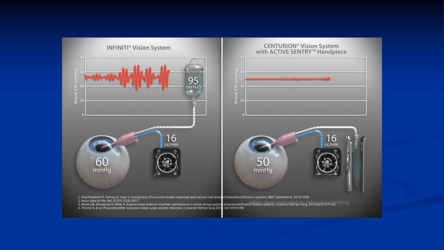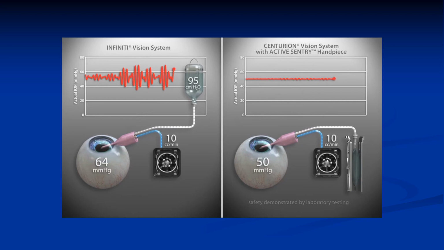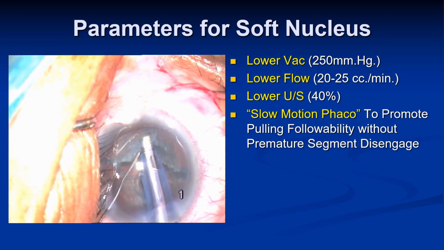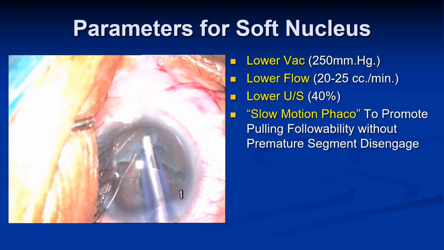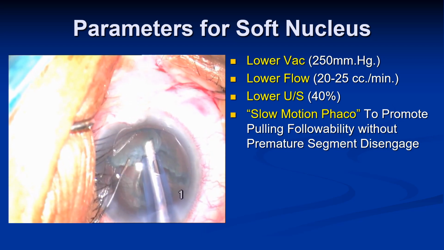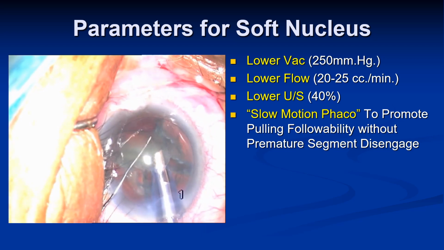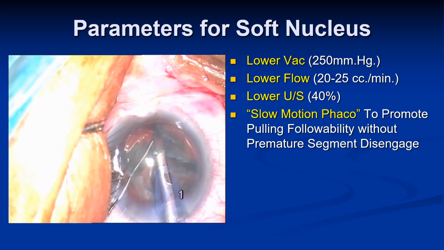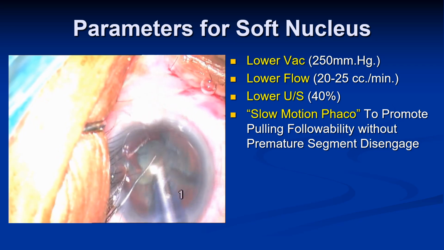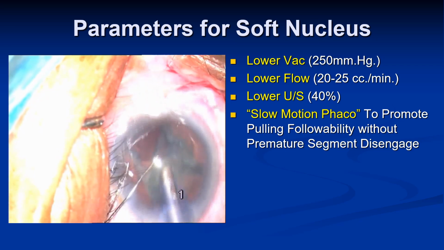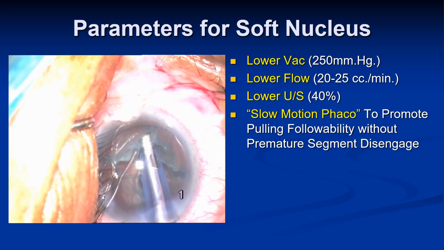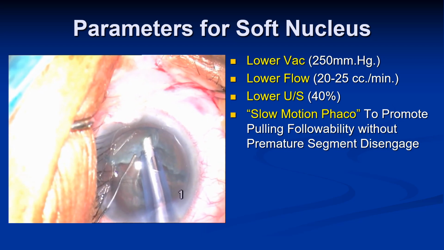The IOP is stable. Soft nucleus requires special attention. Settings should be lowered to promote pulling followability without premature segment disengage. We do slow motion phaco, using lower vacuum, 250 mm mercury, lower flow, 20 to 25 cubic centimeters per minute, lower US energy, 40%.